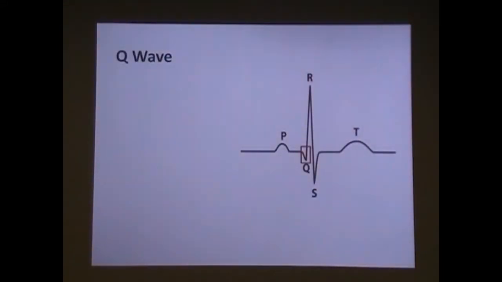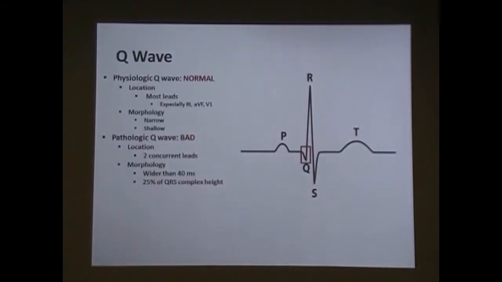The Q wave, there's two different types of Q waves. The first one is the physiological Q wave, which is normal. Okay, a physiological Q wave, you're going to mostly see it in 3, aVF and V1. It's going to be narrow and it's going to be shallow. If you look here, and I'll talk about it in just a second, but actually I pushed the wrong button. But a pathological Q wave is bad.